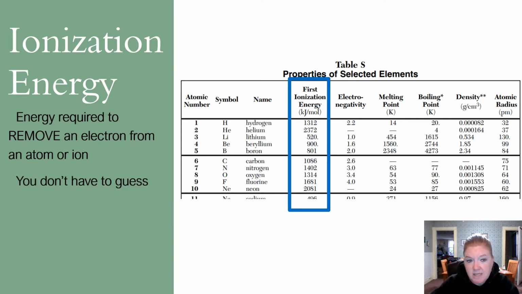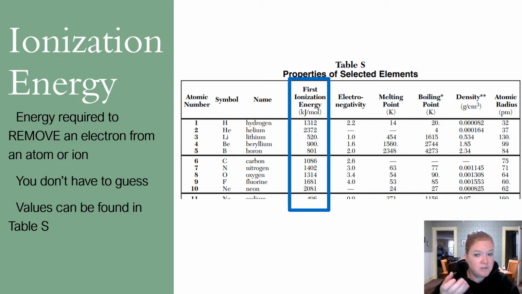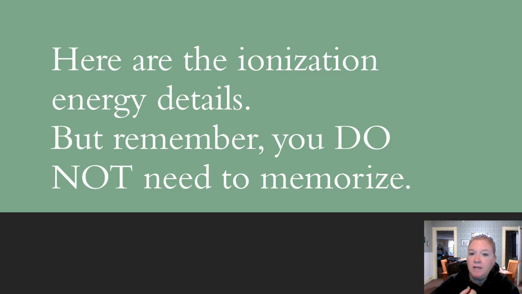You don't have to guess on the numbers. You can look them up on Table S. Understanding the trends helps. You don't have to look every single thing up. But again, this is not a memorized thing, but through practice, you should be able to retain it. So, first ionization energy. Here are the ionization energy details. Remember, you don't need to memorize it, but again, it helps to have a good, clear picture of it.